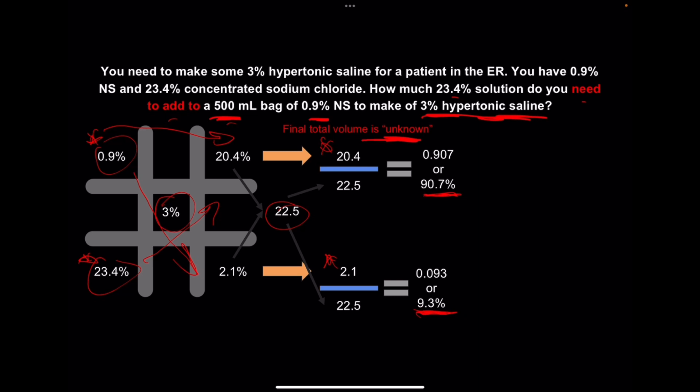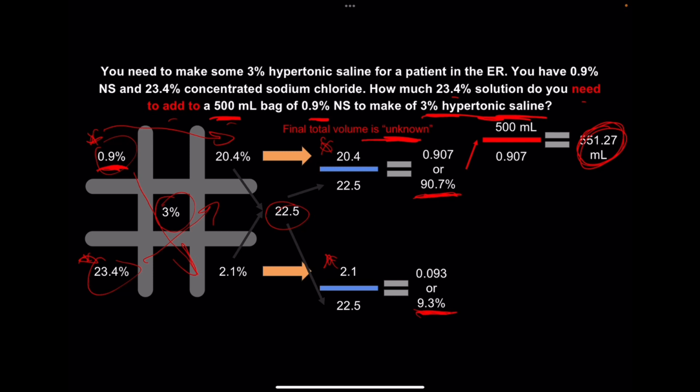Now, what is different is we already know the volume of the 0.9%. So what we're trying to do is figure out the final volume. And how we do that is we actually take our 500 mils and we divide it by the 90.7%. Now, by doing that, it allows us to find our final volume, which is awesome, 551.27.